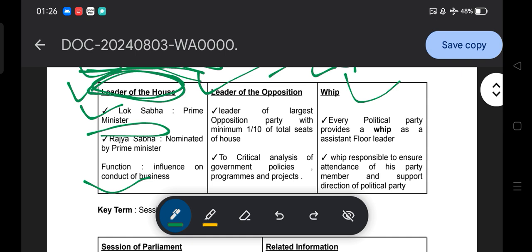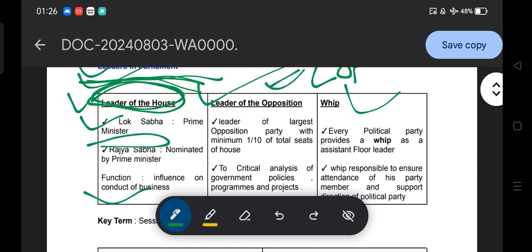After the leader of the house, we move to the leader of opposition, known as LOP. Before going through this topic, I would like to ask a question: who is the current LOP, or leader of opposition, in the Lok Sabha in India? Who is the current leader of opposition in Lok Sabha? You need to tell that.